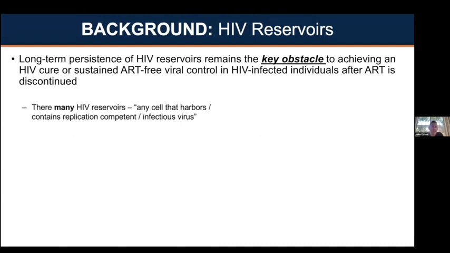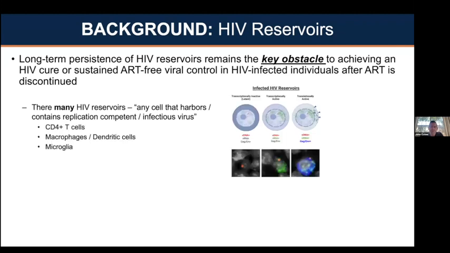There are many HIV reservoirs, and we operationally define HIV reservoirs as any cell that harbors or contains replication competent or infectious virus. The bulk of the HIV reservoirs that we know about throughout the body are infected cells, cells that bear CD4 and a co-receptor. The principal infected cell population are CD4 positive T cells, but also macrophages, dendritic cells, and microglia can be infected by HIV.